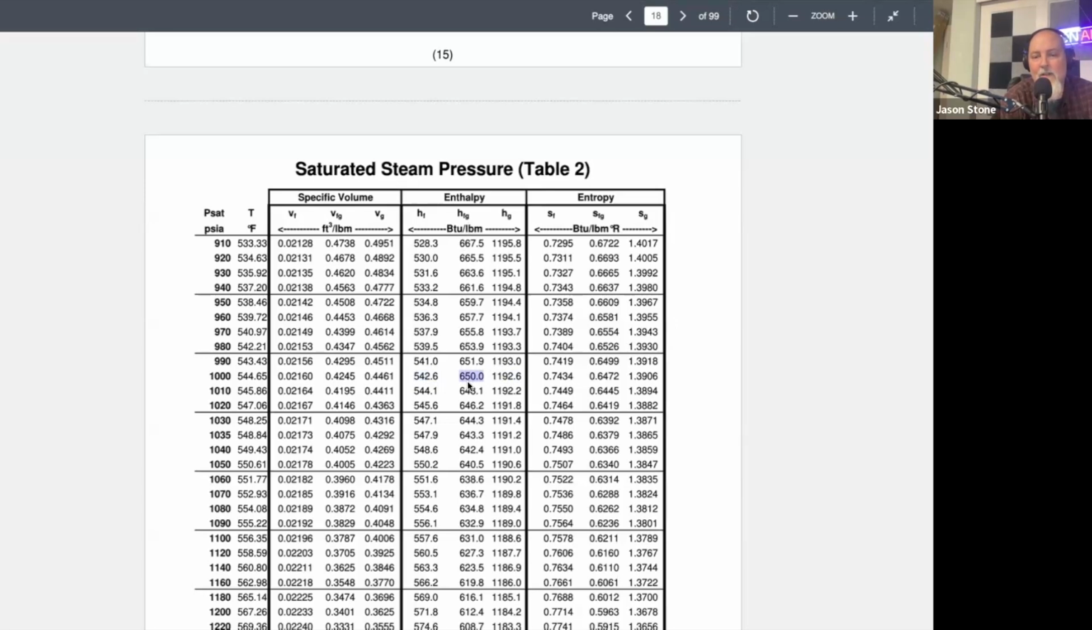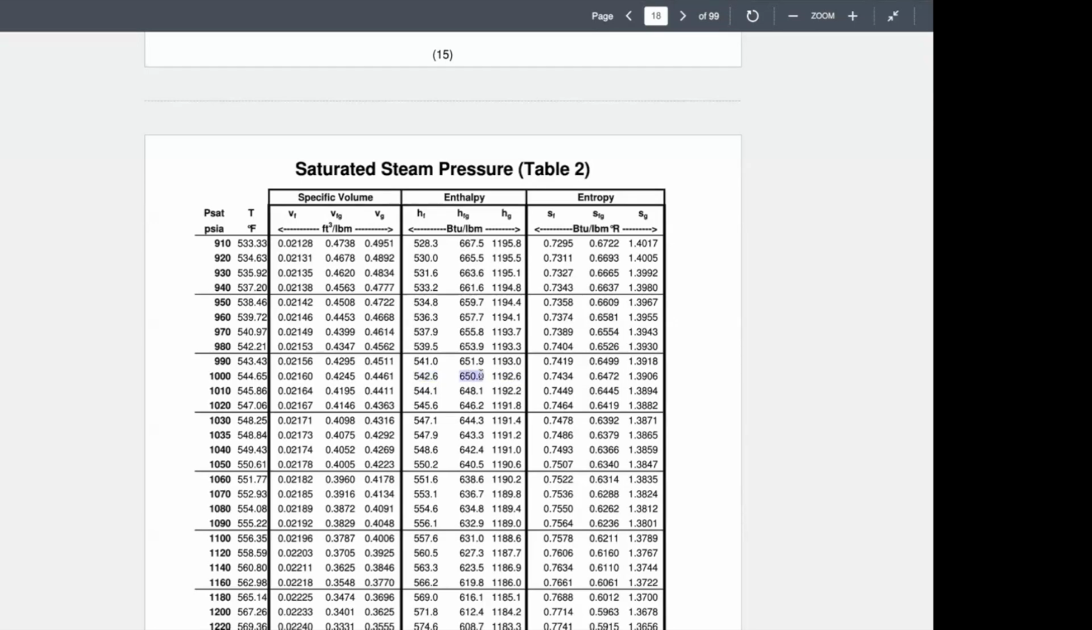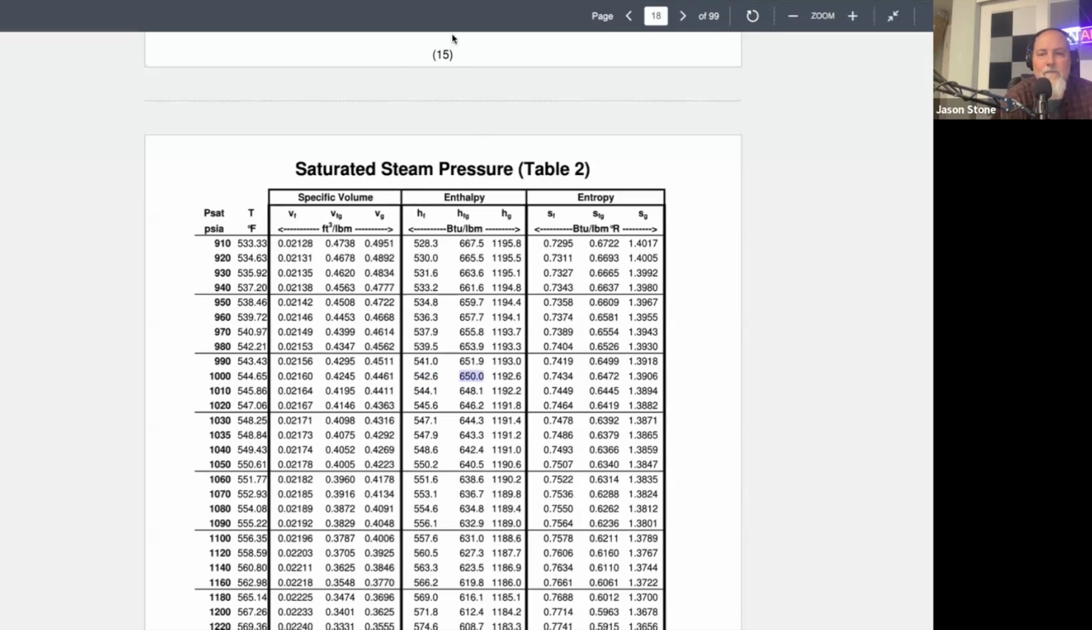Now, here's the trick. This middle value is the difference between the liquid and the gas. If I take 1192.6 and subtract 542.6, I get 650. This is just the difference between the two. And that's the fluid gas mixture, the middle, the fluid gas enthalpy mixture.